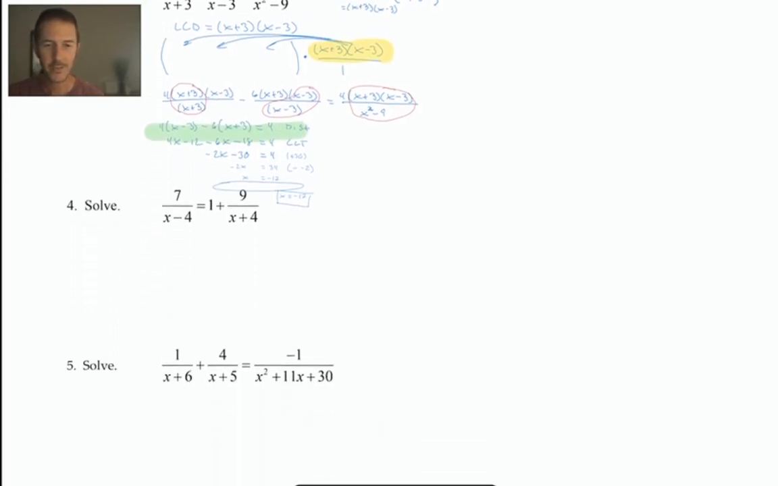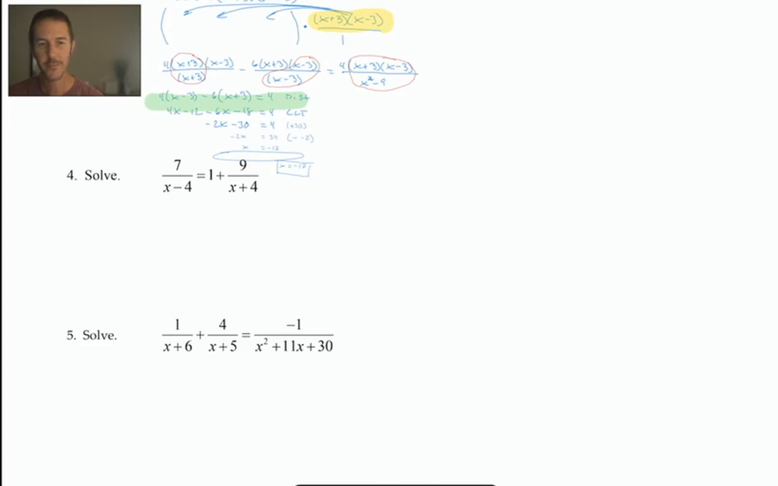Is there anything else in these notes that we should talk about? Problem number 5 is the same as all the rest of them. You just have to factor that denominator on the right-hand side. I bet you $50 when you factor it, you get x plus 6 times x plus 5. Wouldn't that be nice? Okay, then that's your LCD. Multiply it into all of your numerators. Cancel out all of your denominators.